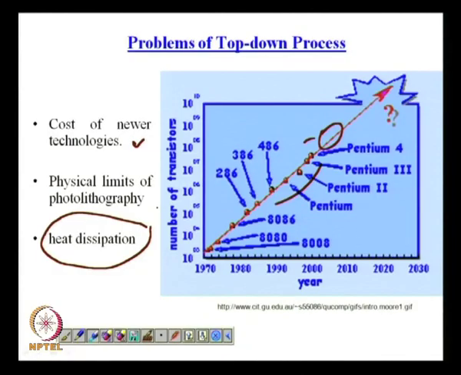So, how to have a proper cooling technology to dissipate the large amount of heat is becoming one of the major challenges of the top down approach.